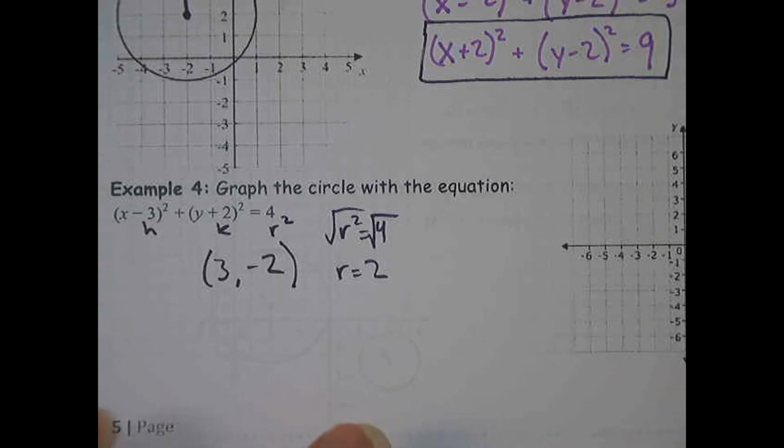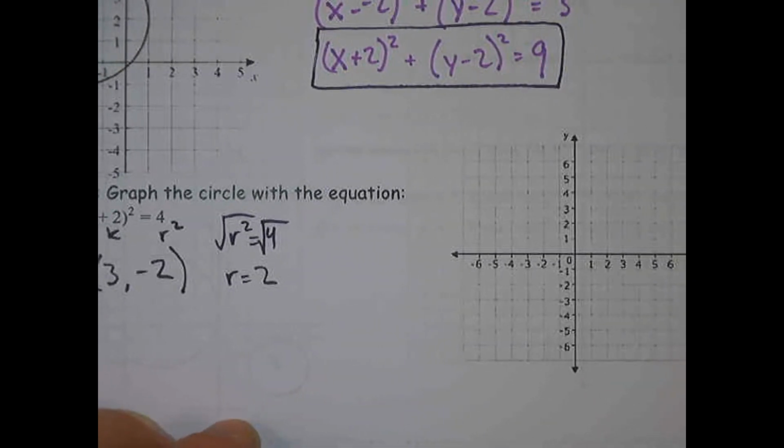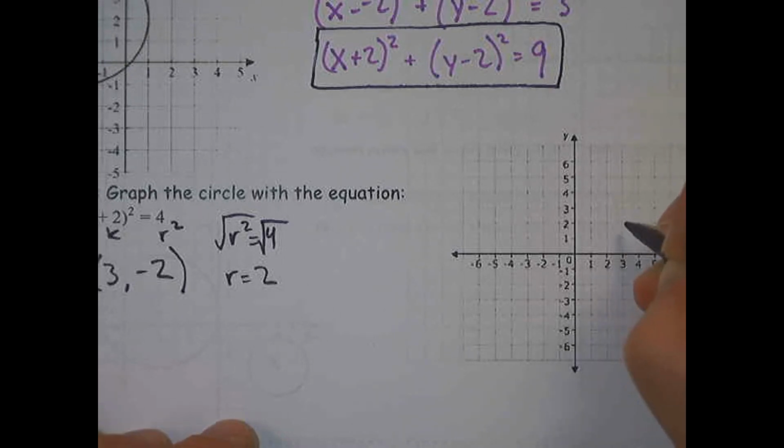So now we can go over to our graph. And I know my center is at 3, -2. So I'm going to go over 3, up, 3, -2. So over 3, down 2. There's the center of my circle. And my radius is 2.